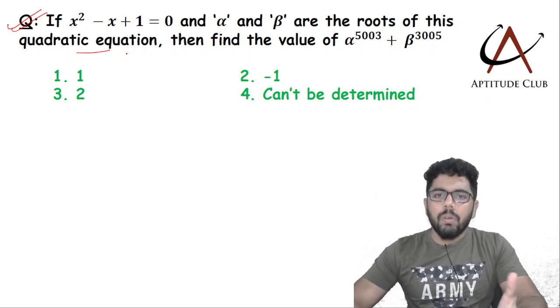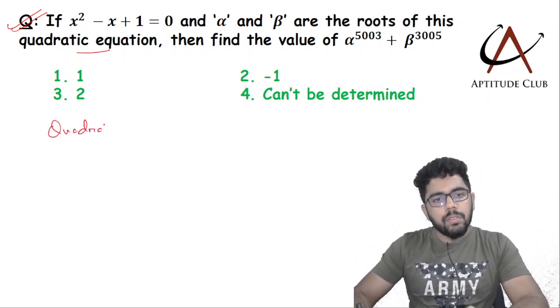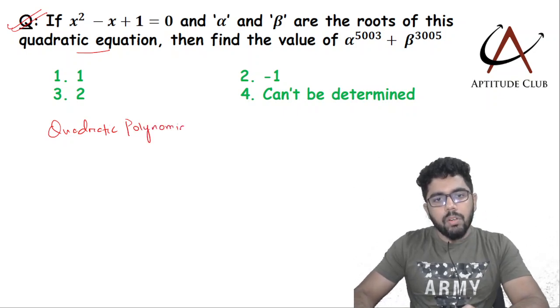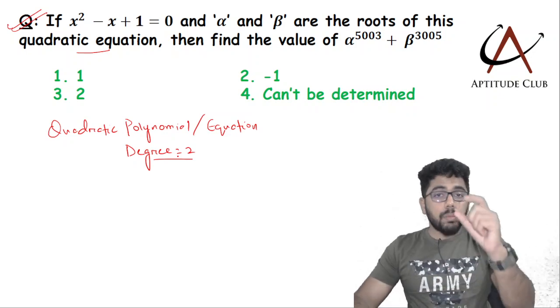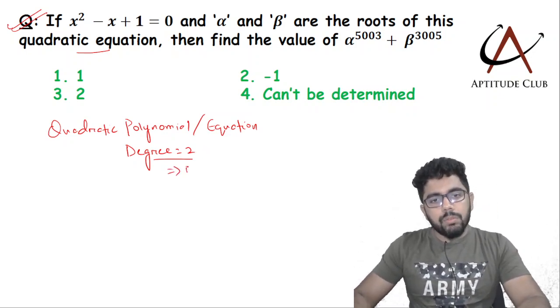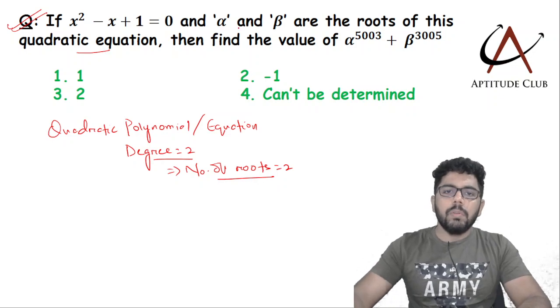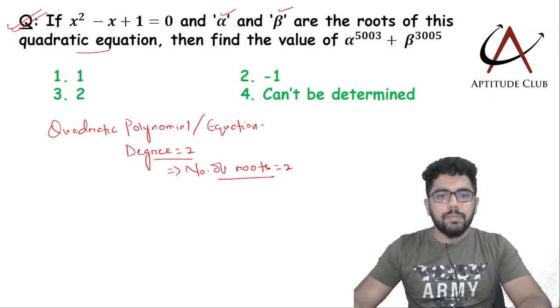Now whenever we have a quadratic polynomial or quadratic equation, the degree is 2. Degree means the highest power of the variables present in the equation, and degree will give you the number of roots. This implies the number of roots is also 2. So here it is a quadratic polynomial, thus it has two roots alpha and beta.